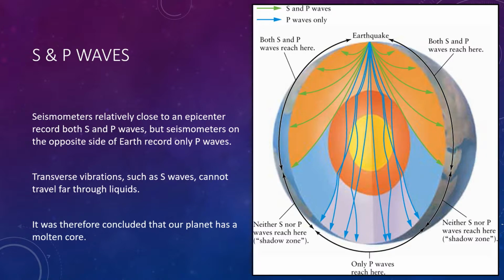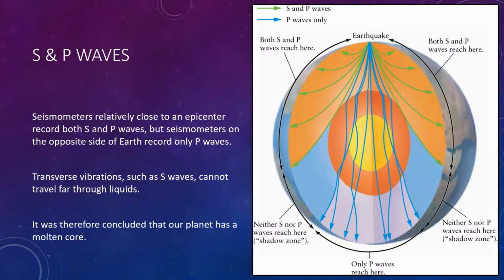One key observation about seismic waves and how they bend has to do with the difference between S and P waves. When an earthquake occurs, seismometers relatively close to the epicenter will record both S and P waves, which you can see up at the top anywhere in this orange region. You can see both S and P waves with detectors in that region. Seismometers on the opposite side of the Earth, down here, only record P waves.